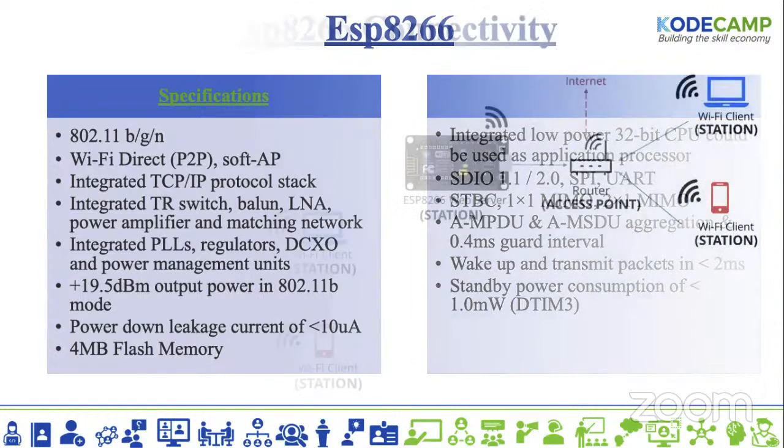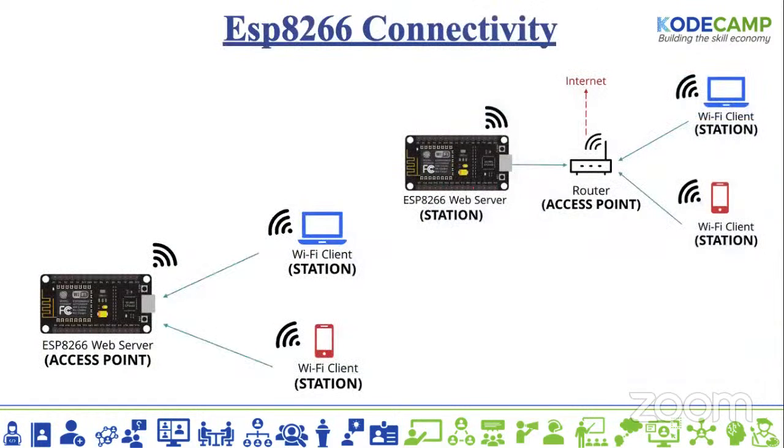Okay. So now let's look at the connectivity. How does it connect? It basically has two methods. Like I said, this is the ESP8266, the NodeMCU version of it. This is the ESP32 version. This is not NodeMCU.